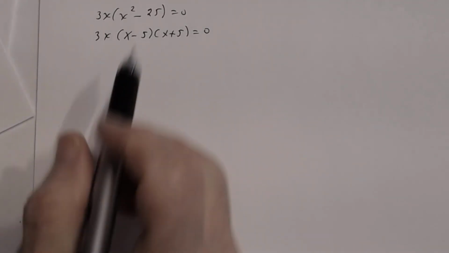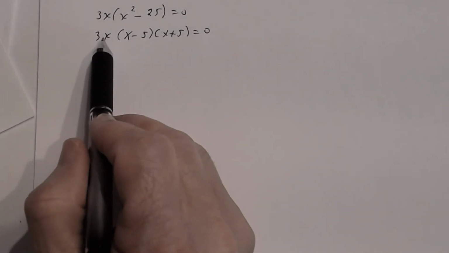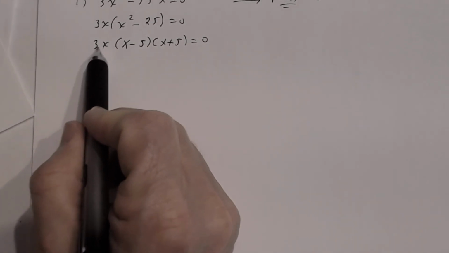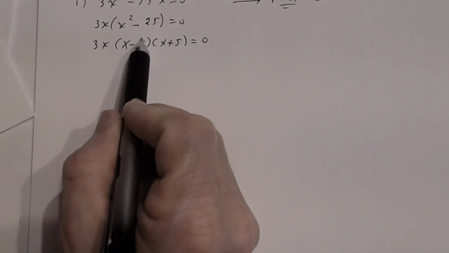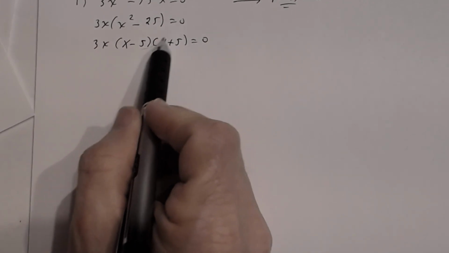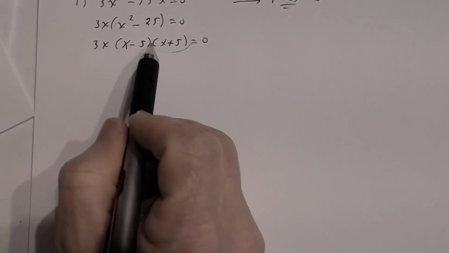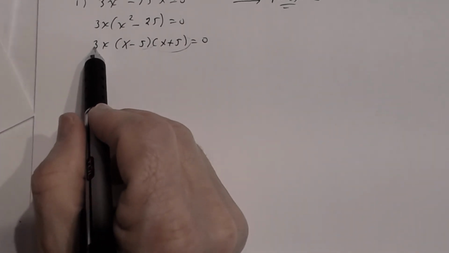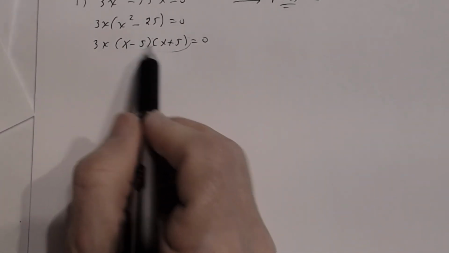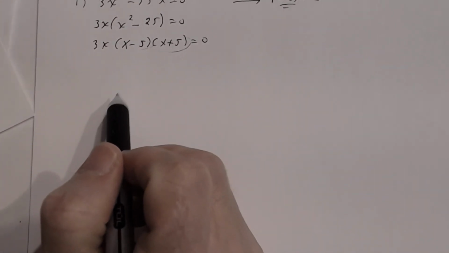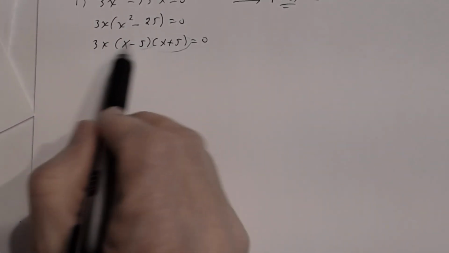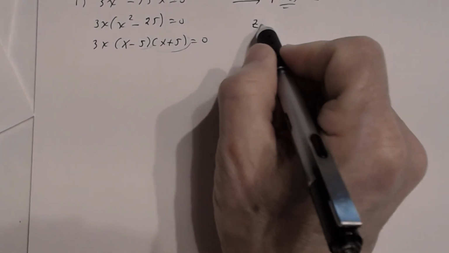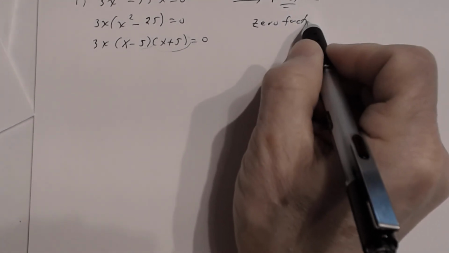If you look at what you have here, you basically have 4 factors. You have a factor of 3, a factor of x, a factor of x minus 5, and a factor of x plus 5. Remember, when you're factoring, you're rewriting your factors as a product. So we have 3 times x times x minus 5 times x plus 5. Now, once you factor, remember you have to have 0 on the other side because we want to use the zero factor principle.